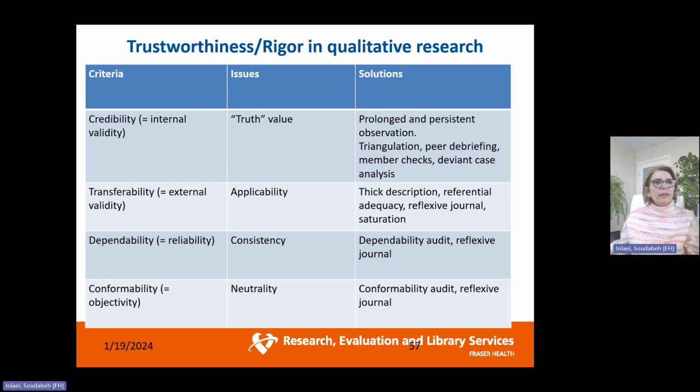And then confirmability, which somehow equals objectivity. This is about the neutrality of data we collected, without judgment, without bias, without our personal attitudes leading everything, data collection, and data analysis. Confirmability audits and reflexive journals are also some measures that are helpful to ensure this criterion.